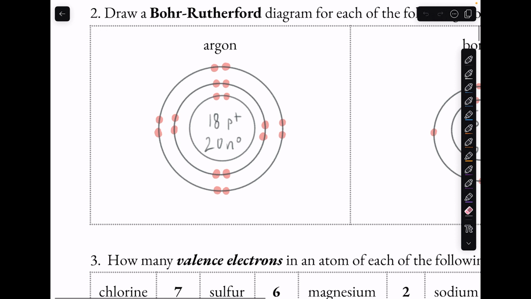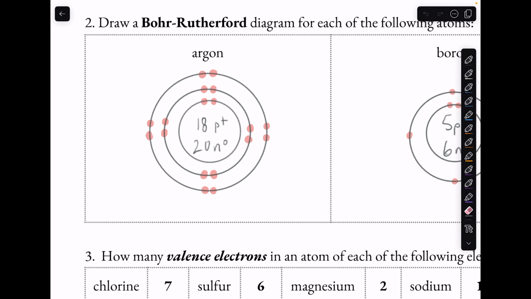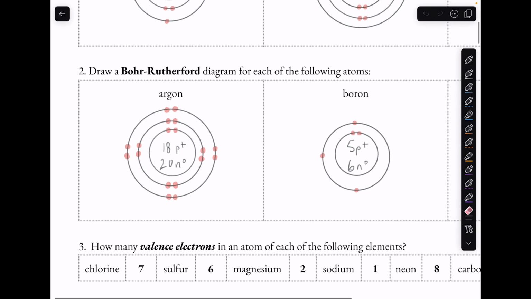And so we have to indicate 18 protons, 20 neutrons, and then to fill the electron rings with 18 electrons, 2 in the first, 8 in the second, and 8 in the third. So the third is full, which makes sense because argon's a noble gas. It's at the end of the table, so its outer electron ring is full.